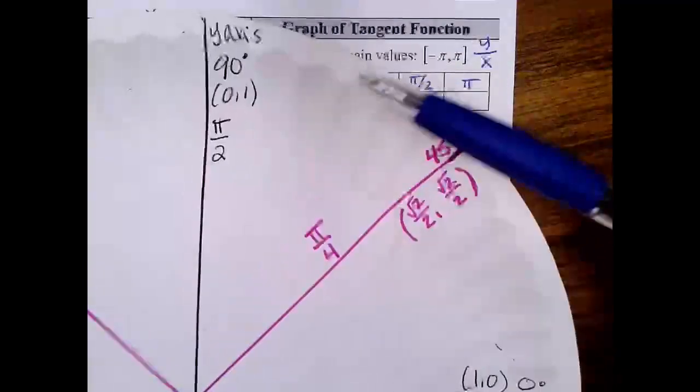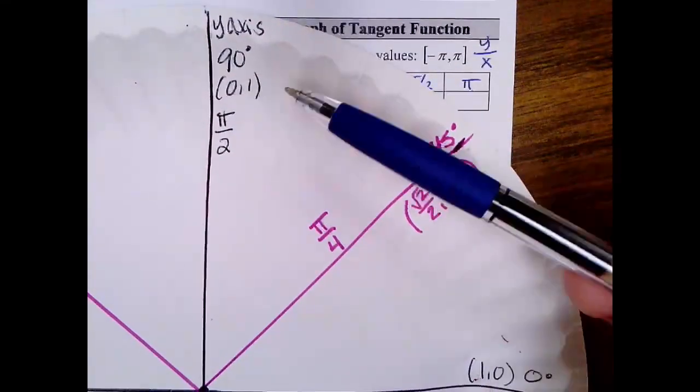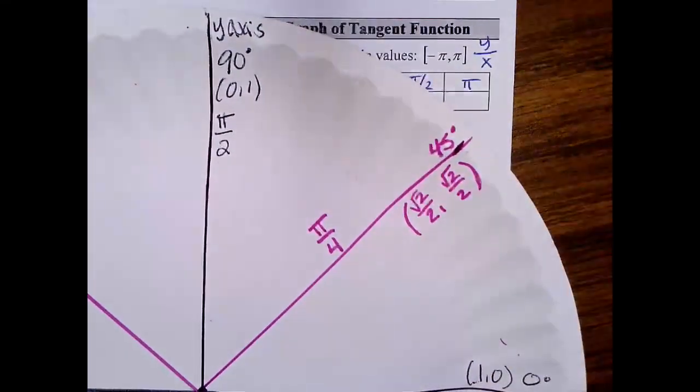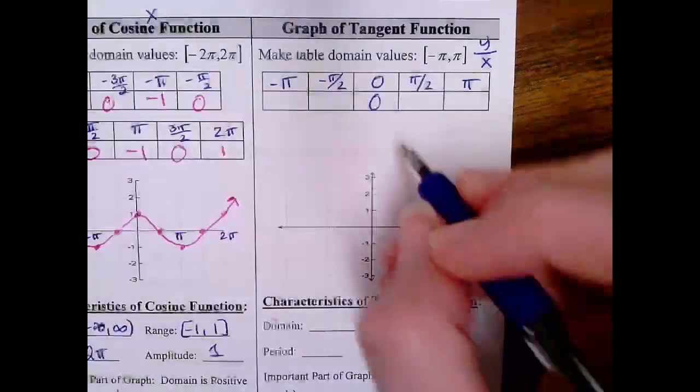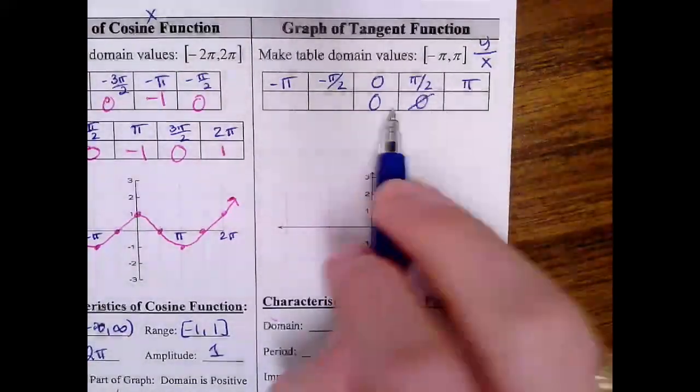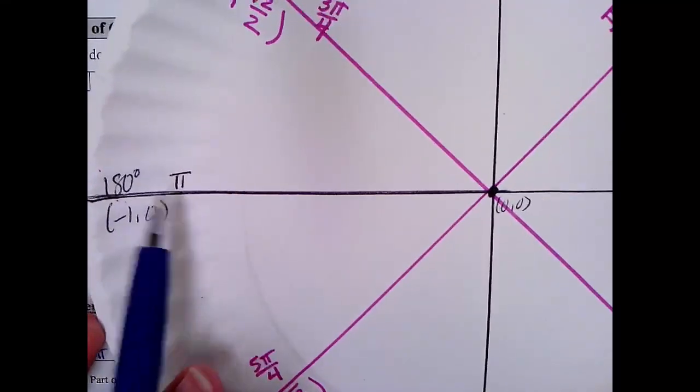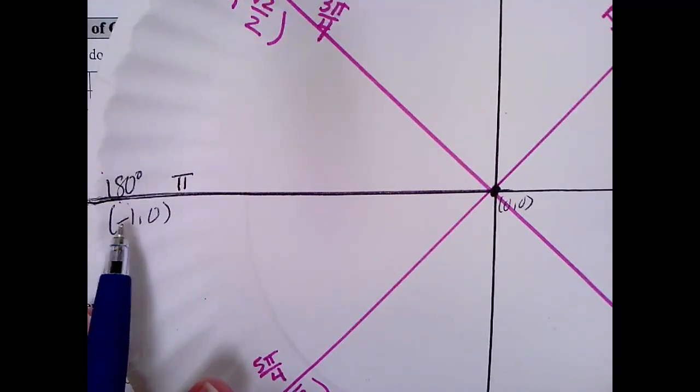Now let's go to pi over 2, so up here. The y is 1, the x is 0. 1 divided by 0 cannot happen, and therefore it's undefined. I should have done this in pink, sorry. Pi, we are at 0 divided by negative 1, so that's 0.